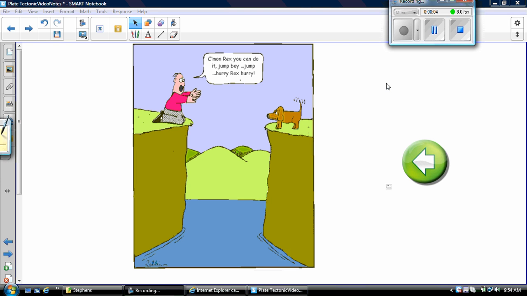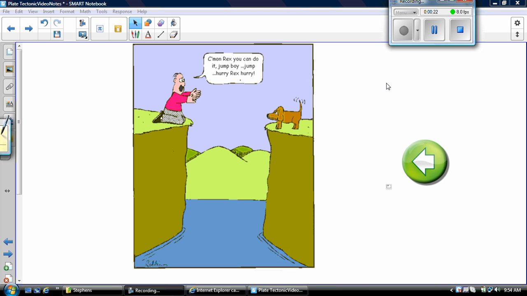Okay, so now that we've learned the evidence that supports the theory that our continents move, and we've learned about the inside of the Earth and how the mantle creates those movements, we're going to start to learn about what happens when our continents move.